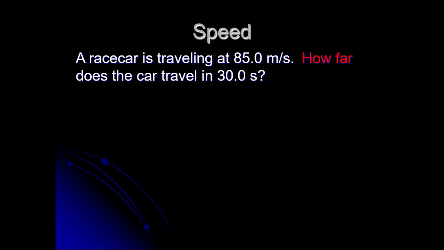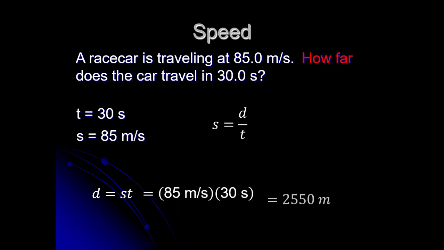Now, what if we have a race car traveling at 85 meters per second? How far does the car travel in 30 seconds? So we know time, and we know speed, and we know that speed is distance divided by time, and this time we're trying to find the distance. So to get distance by itself, we're going to take our speed and multiply it by time, and just plug in our numbers. 85 times 30 is going to be 2,550 meters.